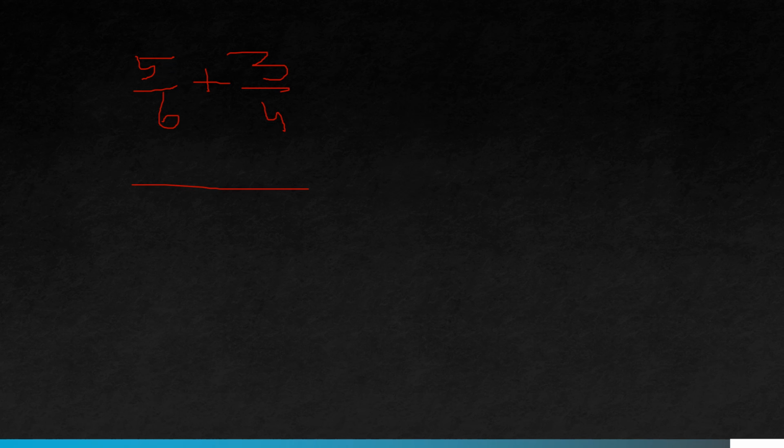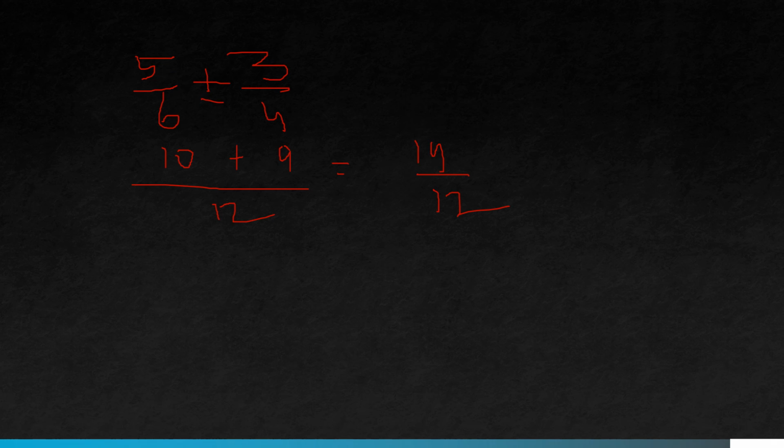A very easy method is to take the LCM of 6 and 4, which is 12. 6 times 2 is 12 and 2 times 5 is 10, plus 4 times 3 is 12 and 3 times 3 is 9. So what will be the answer? 19 upon 12, right?